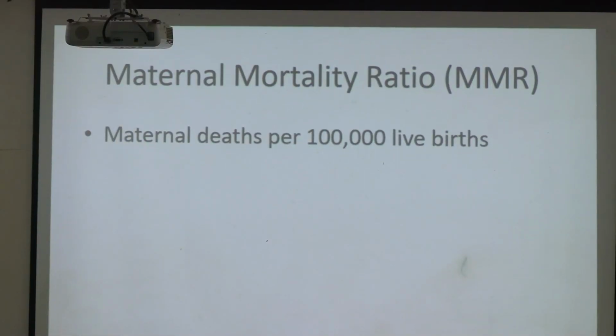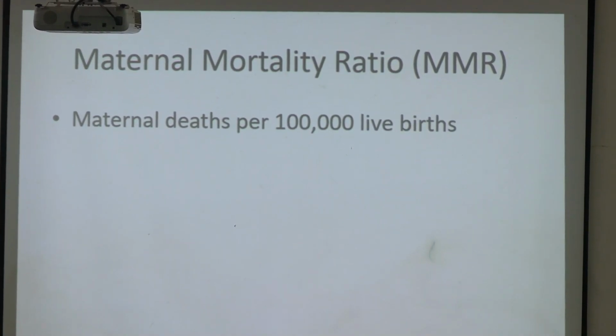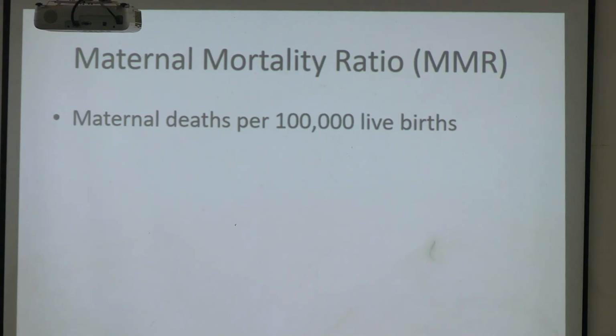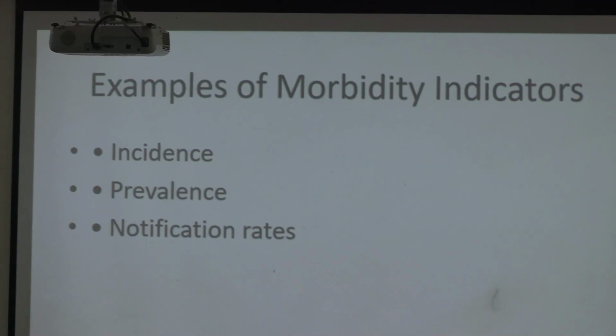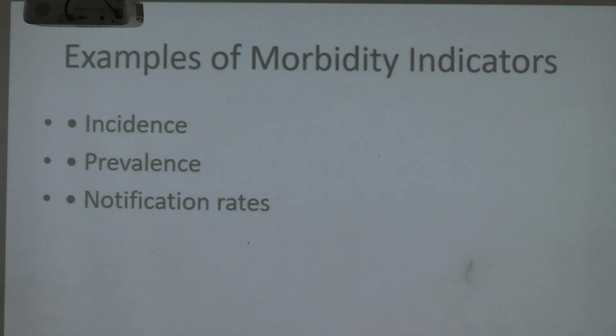Everybody write down. Maternal mortality ratio is maternal deaths per 1 lakh live births. So maternal death is the death of the mother per 1 lakh live births. This is the maternal mortality ratio. It is not a rate, it's a ratio. So the morbidity indicators are incidence, prevalence and notification rates. Everybody write down the slide. This is important.